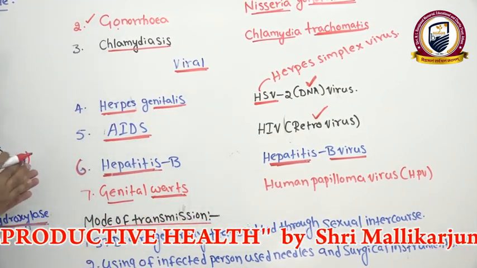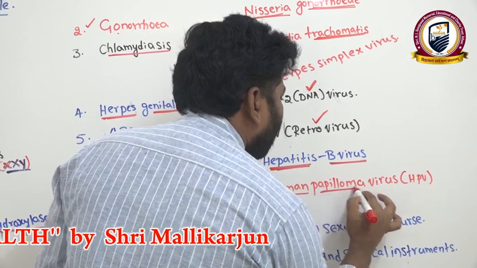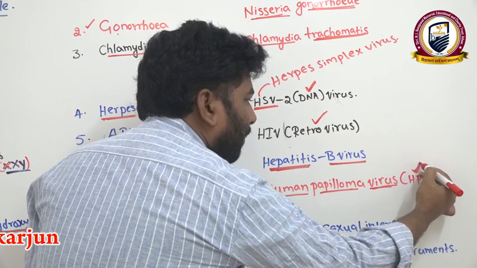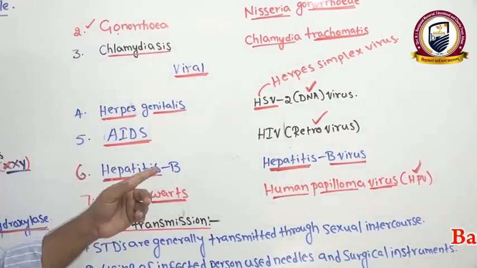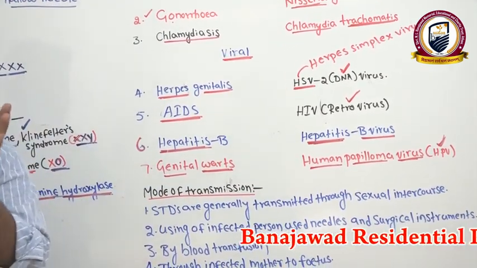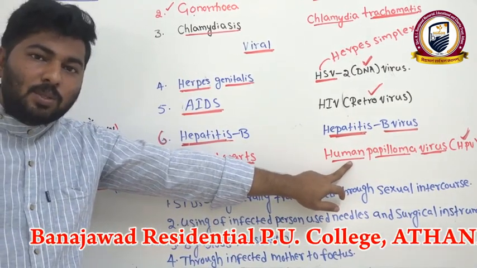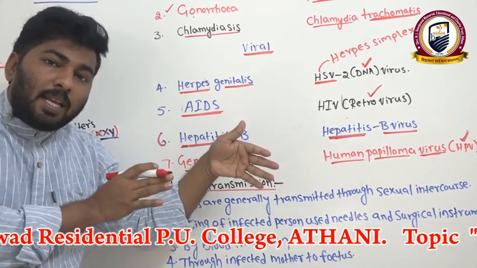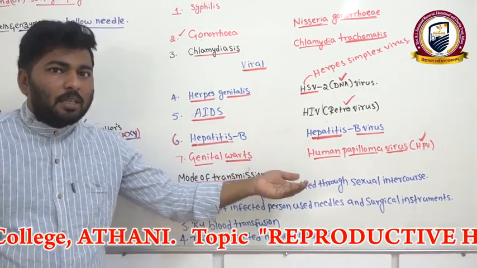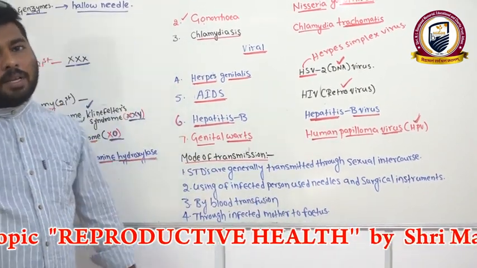Genital warts are caused by the human papilloma virus, that is, HPV. The human papilloma virus causes genital warts, and we have also seen this virus in the case of cancer, which we explain in human health and diseases. Oncogenes cause cancer, and that oncogene conversion is mainly caused by the papilloma virus. Clear?